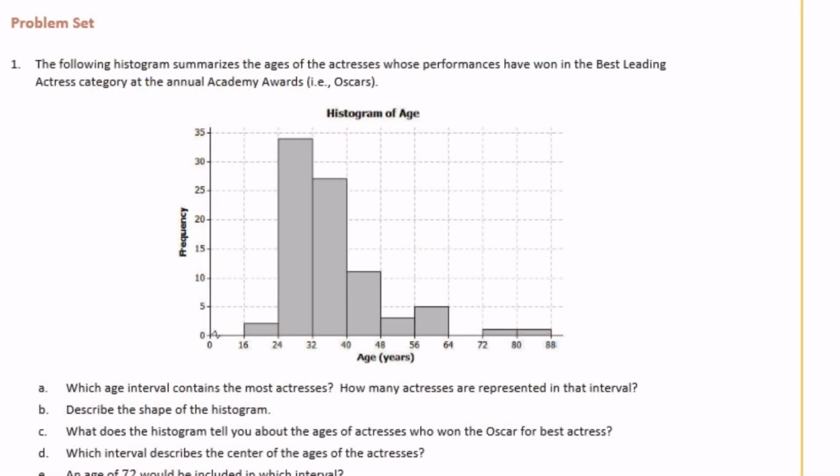Sixth grade, Module 6, Lesson 4, Problem Set. Number 1, the following histogram summarizes the ages of the actresses whose performances have won in the Best Leading Actress category in the Annual Academy Awards.